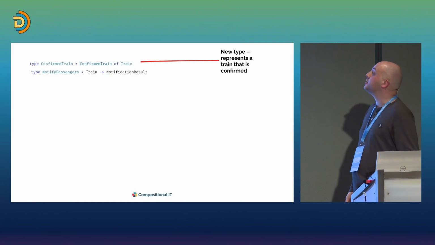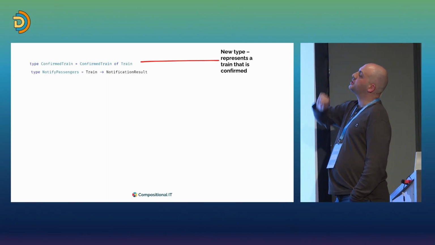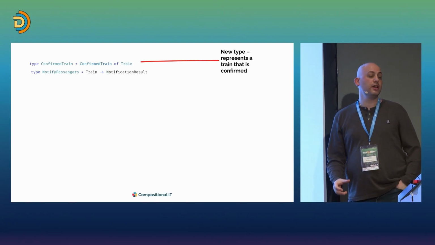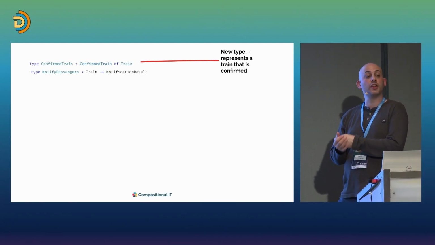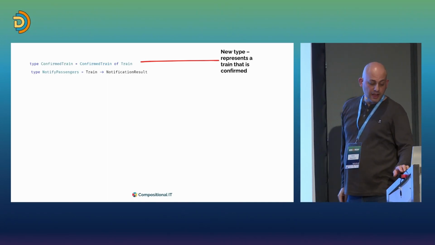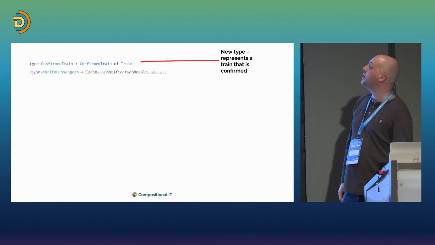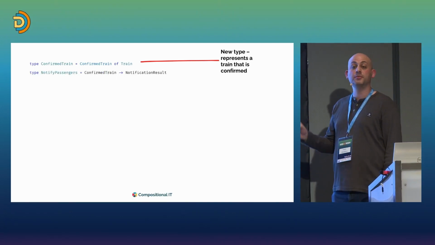So you can actually change this and fix this. What we could say is we make a new value object called a confirmed train. That kind of wraps around our normal train. Think of that as a wrapper. And instead of having our notify passengers function, as we saw before, which takes in a train, we'll say it takes in a confirmed train instead.